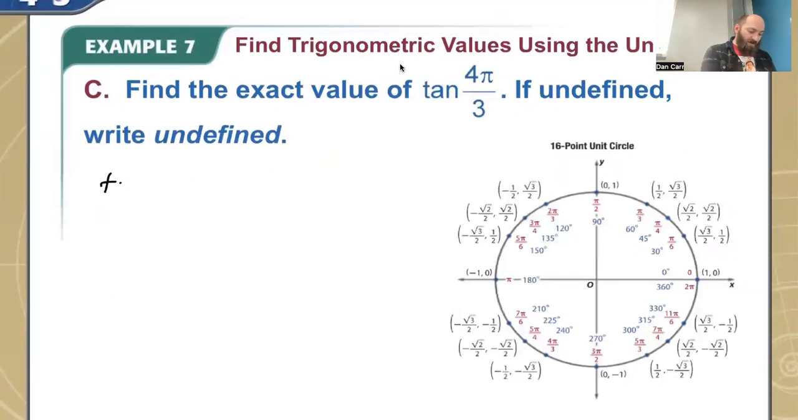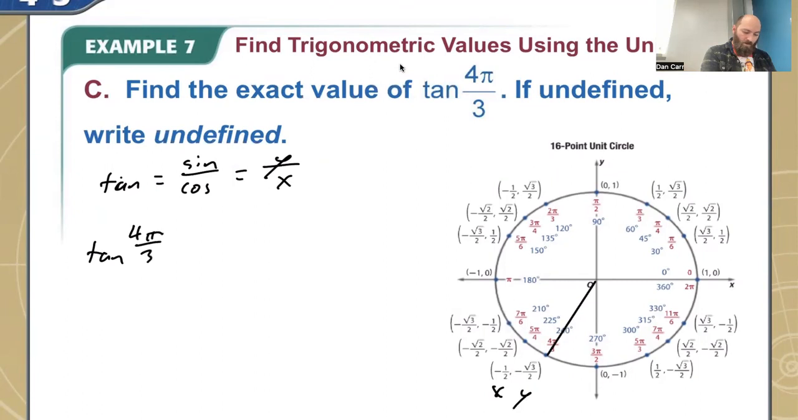Okay, tangent takes a little bit more. So remember, tangent is sine divided by cosine. So that's going to be the same as taking y divided by x here. So 4 pi over 3 is going to put me right here. Okay, and that's my x, y. So I can do that. My tangent of 4 pi over 3 will be equal to a negative √3/2 divided by -1/2.